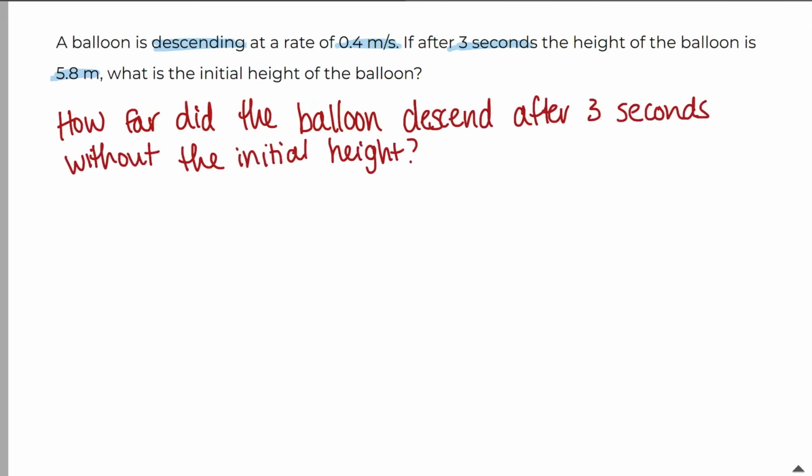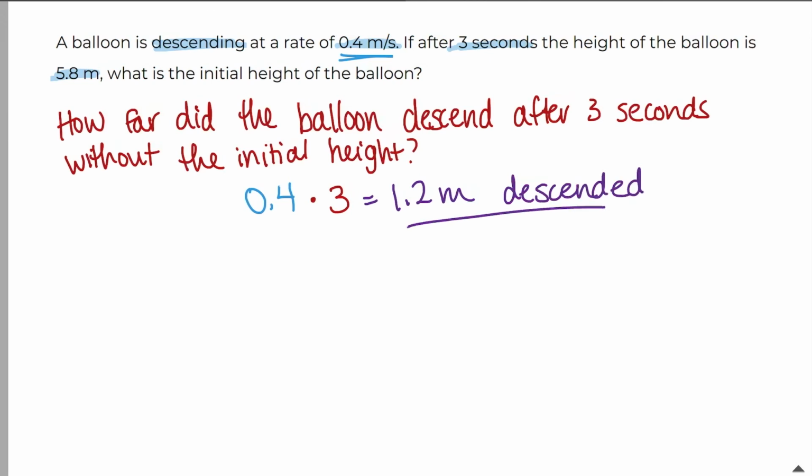How far did the balloon descend after 3 seconds without the initial height? Well, if we know that it is descending at a rate of 0.4 meters per second for 3 seconds, we can multiply those two numbers together. And when we multiply them, we get 1.2 meters. And this is 1.2 meters descended, so it went down by 1.2 meters.